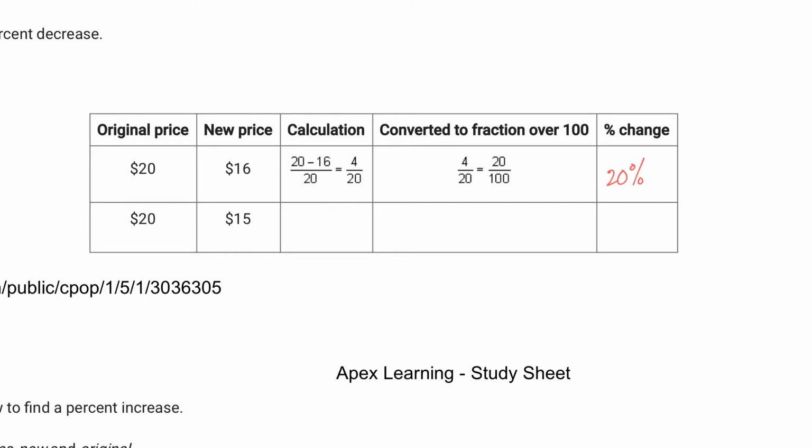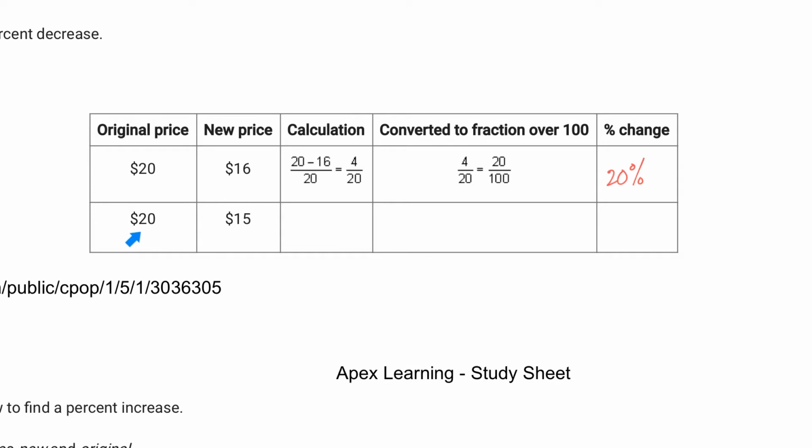So, let's look at this here. Your original price was 20 bucks and it went down to $16. That means it changed by 20%. It went down by 20% because it went down by 4 bucks.